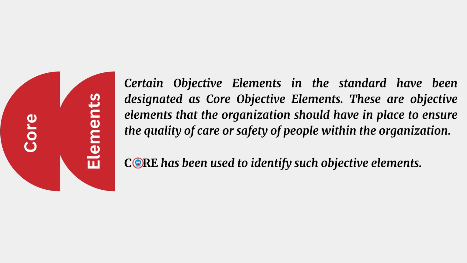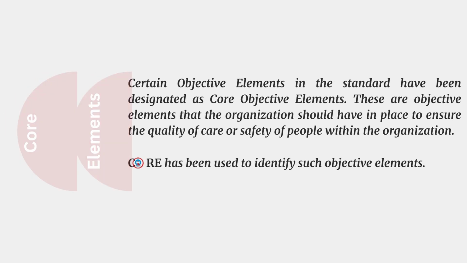You can see core is written in a different form, with a NABH logo instead of the O alphabet. This kind of word is used repetitively in the NABH standard book to make sure that each and every person reading the book is able to identify the core objective element. Now let's move on to the next slide to talk about the objective elements of chapter number 1.